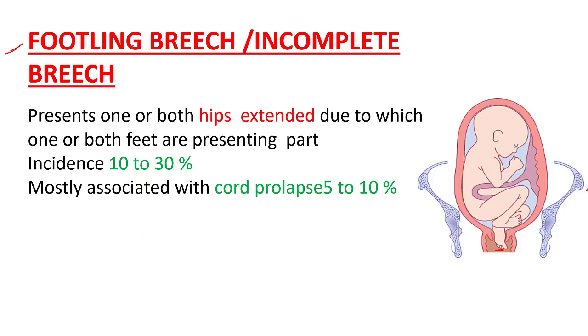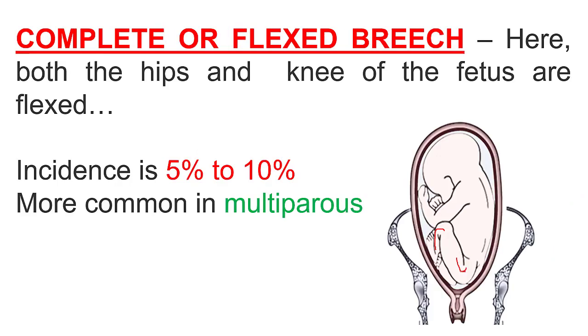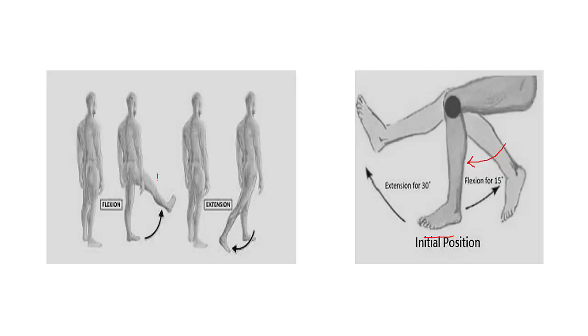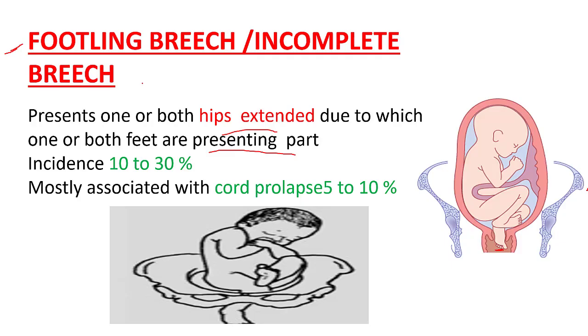Now we have footling breech, which is also known as incomplete breech, in which one or both hips are slightly extended, due to which one or both feet are the presenting part, right? As in complete breech, the hip joint and the knee joint are flexed and the feet are above the buttocks. In order to get the footling breech, there must be some extension at hip joint. In this type of presentation, there is some extension at the hip joint and foot is the presenting part.